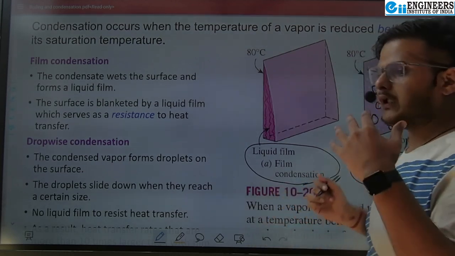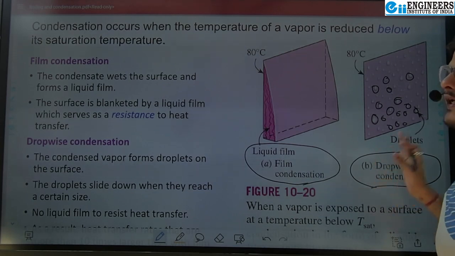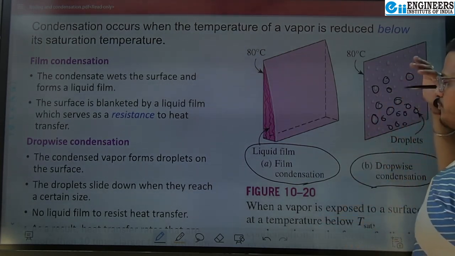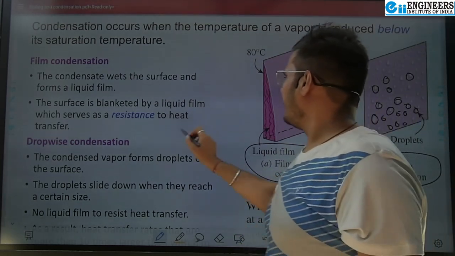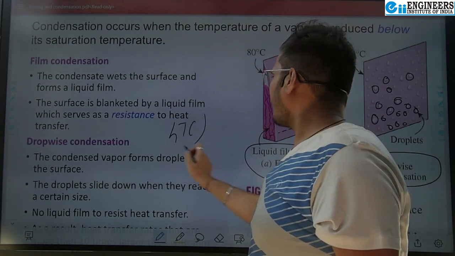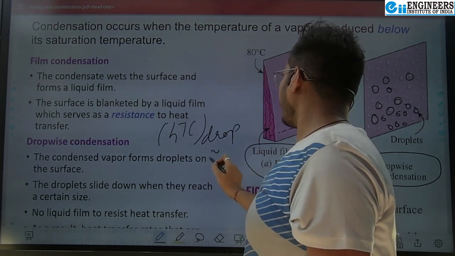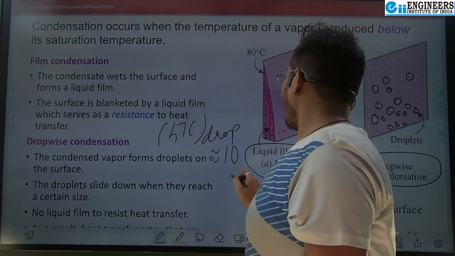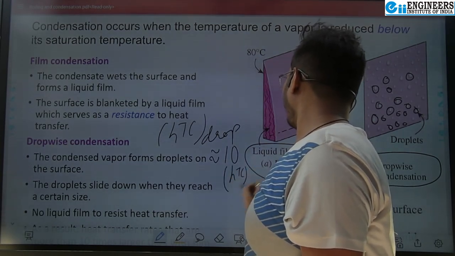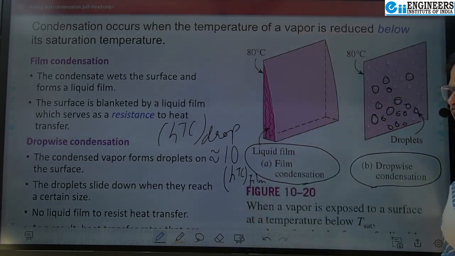So the convective heat transfer coefficient of droplet condensation is higher as compared to film condensation, and theoretically they say that the HTC for droplet condensation is nearly of the order of 10 times the HTC of film condensation. Hope this is clear to you.